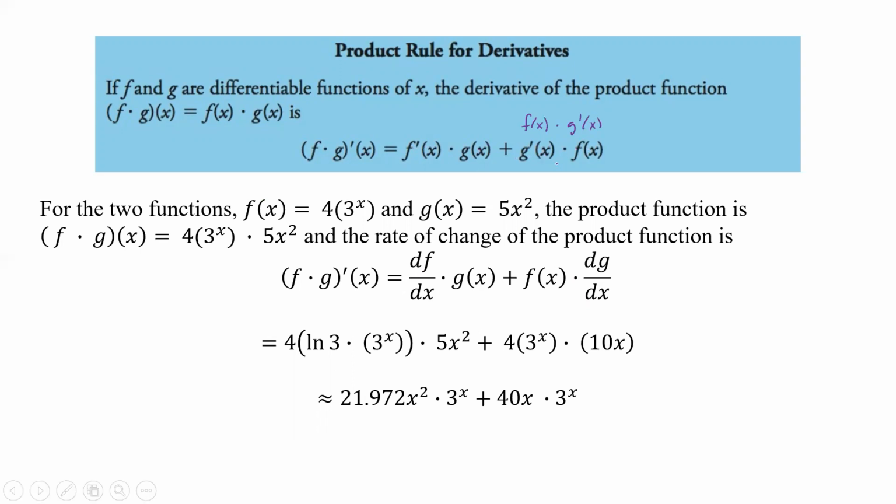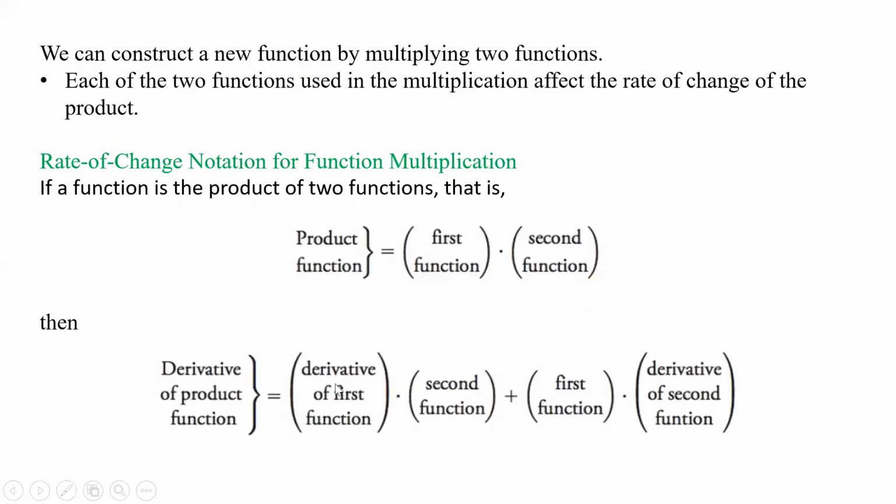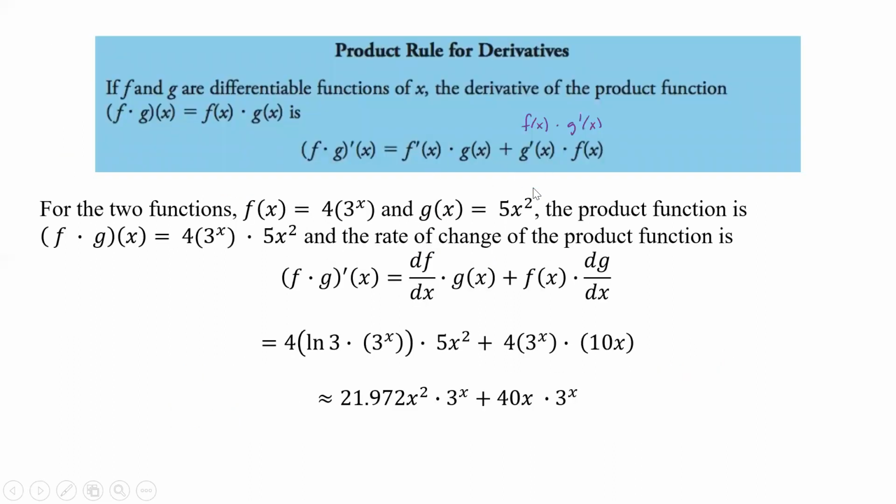Either way, doesn't matter. Over here, notice we did the derivative of the first, and then the first function, the second, and the derivative of the second. So we kind of kept the first, second order. Here, they didn't do that, but it doesn't really matter as long as you remember how it goes. So say, for instance, we had f of x is equal to 4 times 3 to the x, and g of x is 5 times x squared.